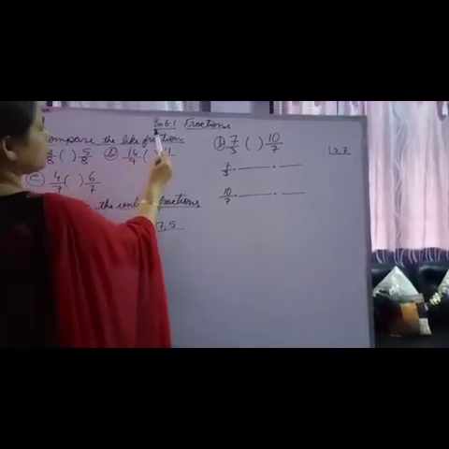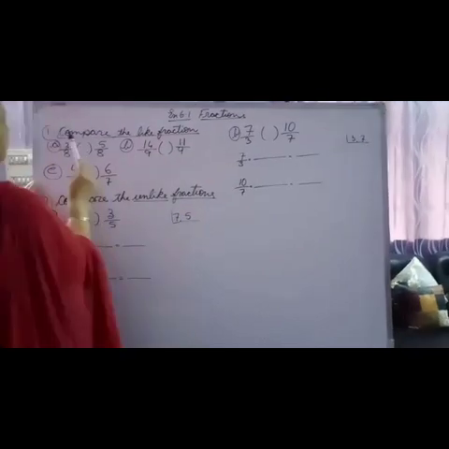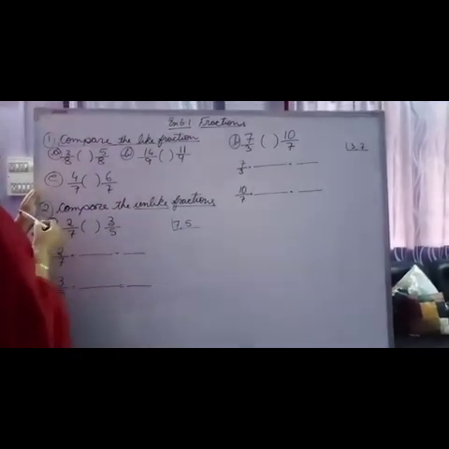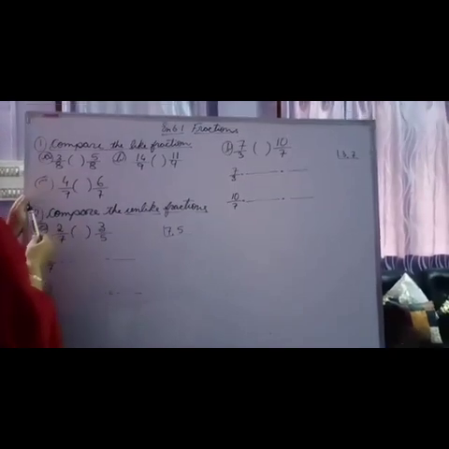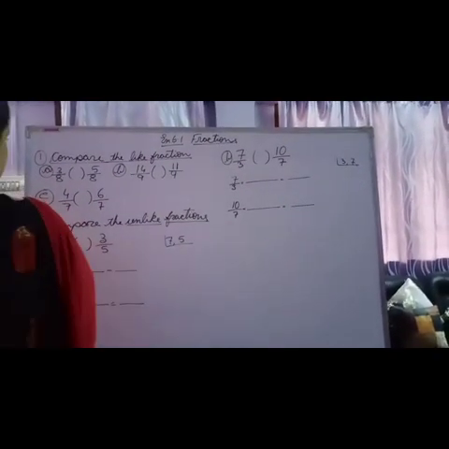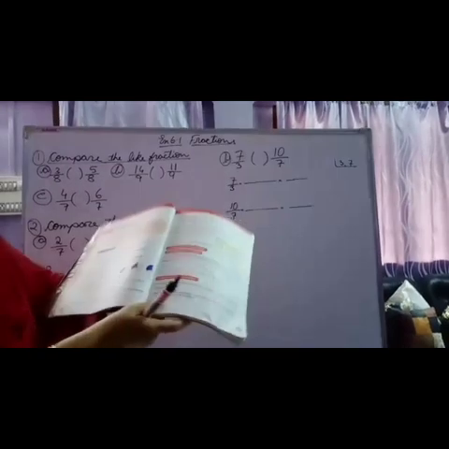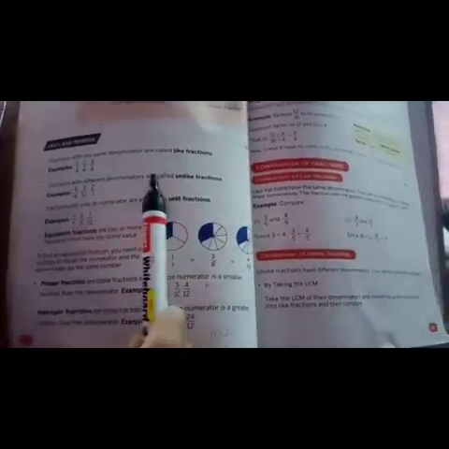Okay children, now exercise 6.1 fractions. Compare the like fractions. So what are like fractions? If you see the definition of like fractions. Now see children, when you open your chapter, page number 68, study these terms. Like fractions, same denominator. Unlike fractions, different denominator. Unit fraction where the numerator is 1. So you go through page number 68 and 69 with all these following terms. Okay. So now like fractions.